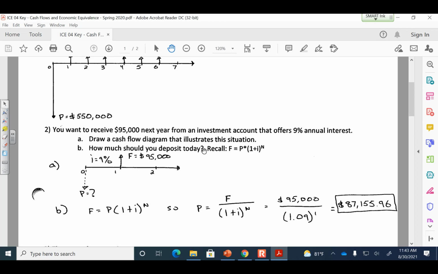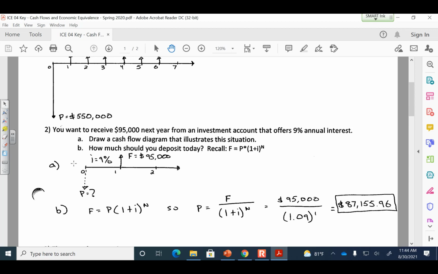You should just put the interest rate somewhere, to the side or below. And then here's our formula for it that we can use to find out that the amount you should deposit now to make sure that you've got $95,000 in 1 year is $87,155.96. So when you solved it in your calculator, the decimals continued on and on beyond the nearest penny, but for our purposes, the nearest significant figure would just be the penny, so it's 96 cents. So any questions about the second one?